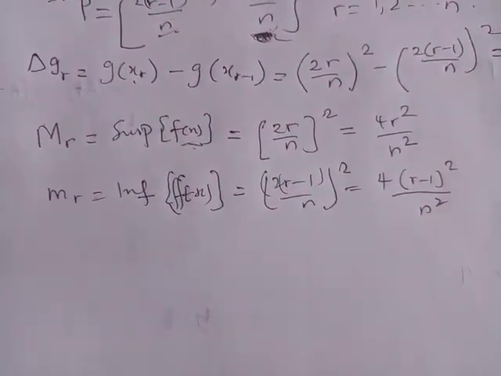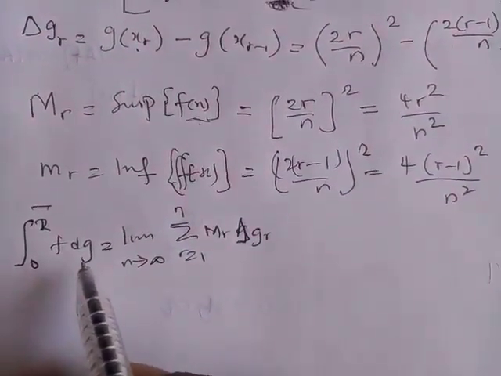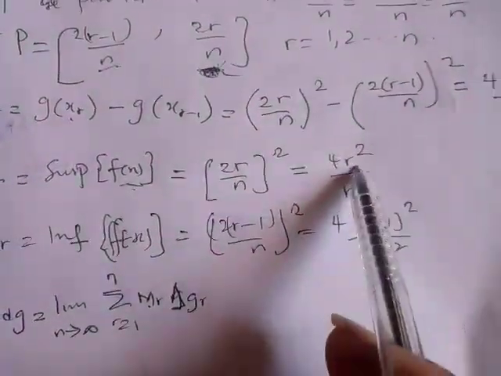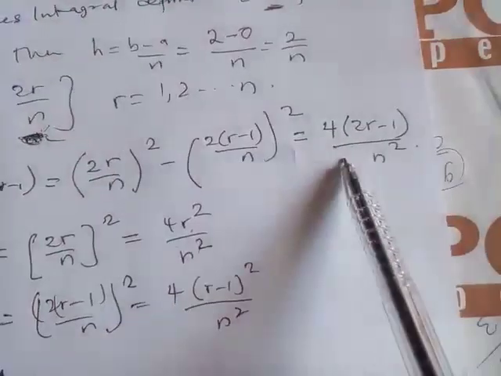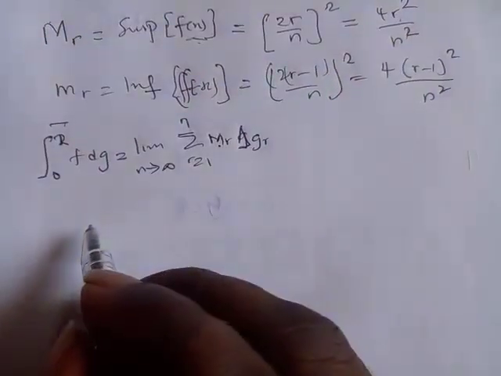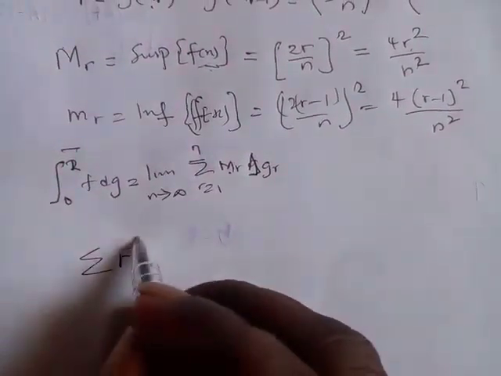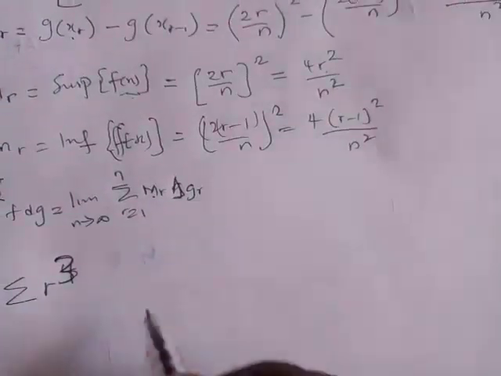So we can now have the upper Riemann Stieltjes integral to be this. I'll just need to put those things that I've got. This is our big M_R. This is our delta g_R. I'll put it there. So the only encounter you are going to make here is just summation R raised to power 4, summation R raised to power 3. So that is the only encounter you will make there.